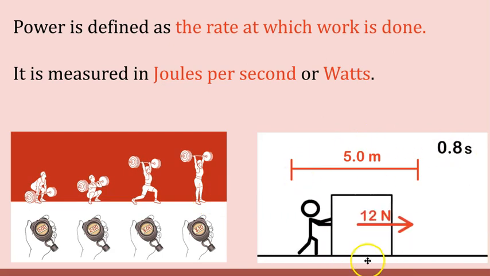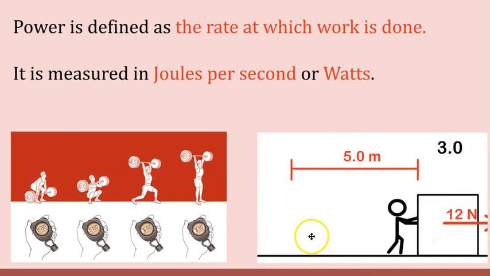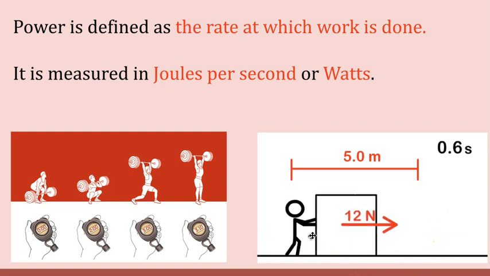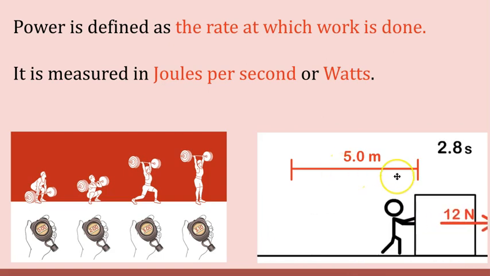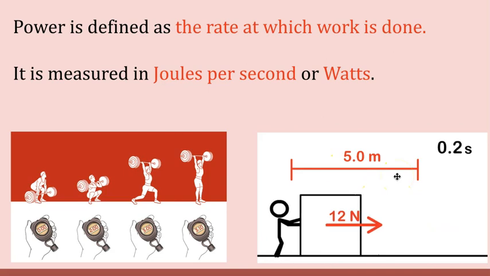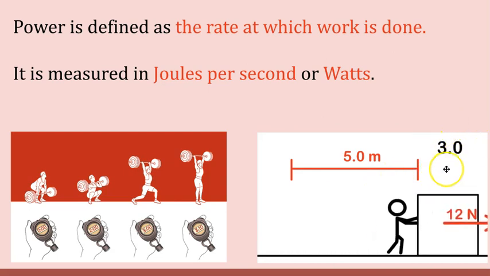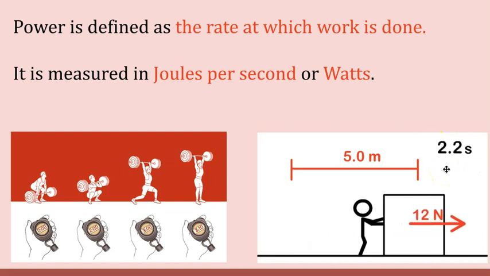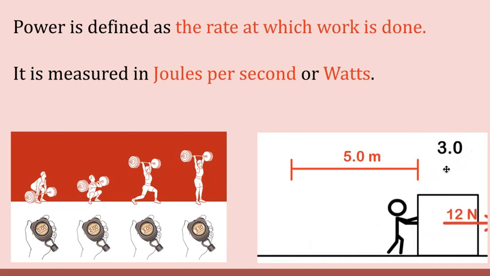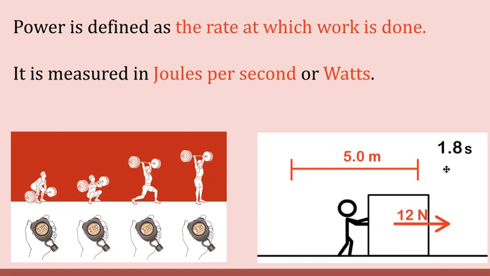If we look at this representation, it's kind of a representation of a force times a distance. So a 12 Newton force times a 5 meter distance, which is a certain amount of work. But it's also being done in a certain amount of time, also 3 seconds. So depending on how fast you can get the work done, you might be more or less powerful.